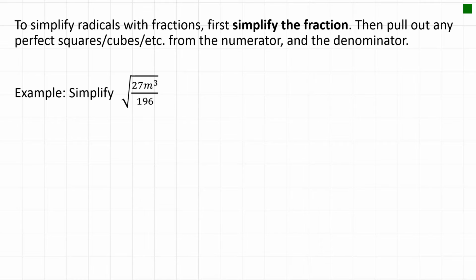So from now on, let's listen to the advice of math teachers, and to simplify radicals with fractions, first simplify the fraction, then pull out any perfect squares, cubes, etc. from the numerator and the denominator. So let's see this in action. So we have the square root of this fraction.